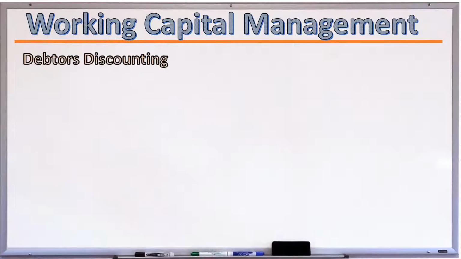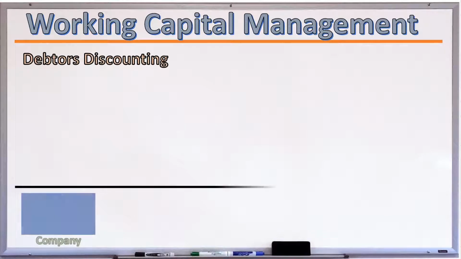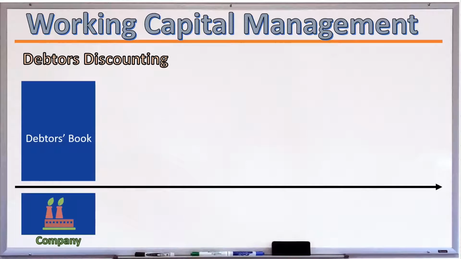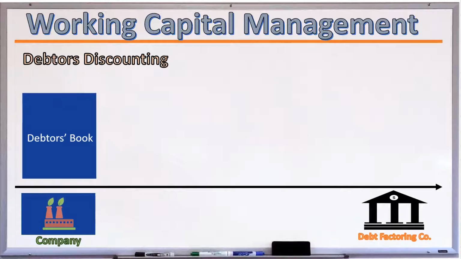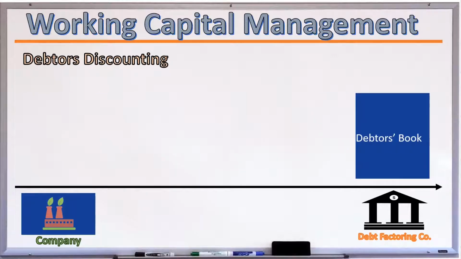Debtors discounting, also called debt factoring. This involves raising money on the back of our business's debtors book or accounts receivable book. Our business would raise money from an institution called a debt factoring company and transfer ownership of our debtors book or accounts receivable book to the debt factoring company.